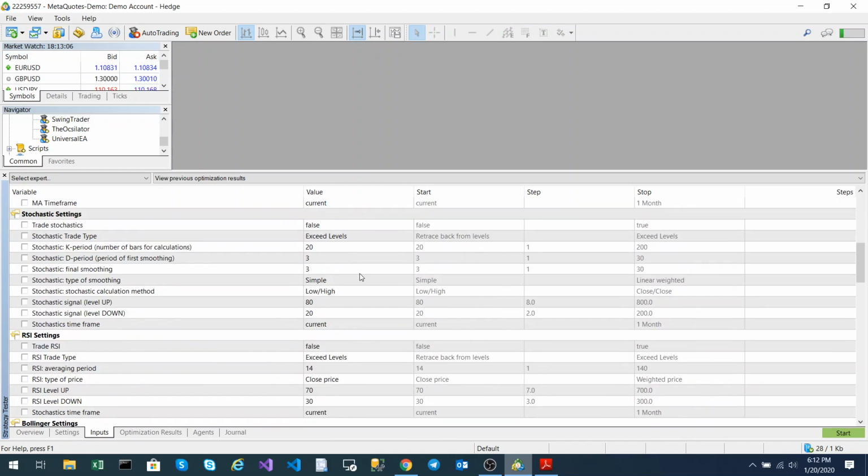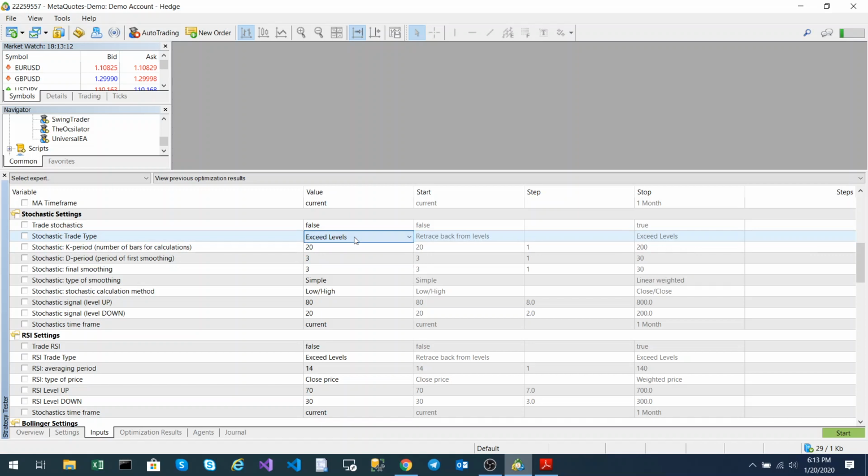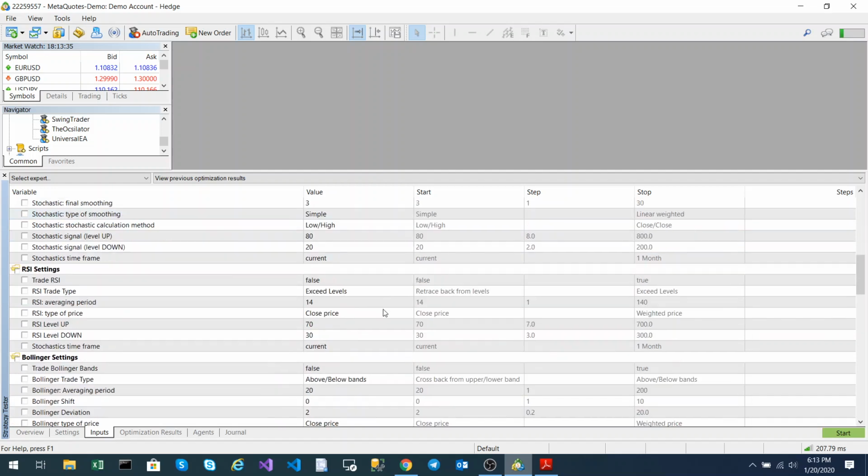We've got our stochastic settings. Again, we have two trade variations on the stochastic. Either we check if it exceeds the levels, which are 80 and 20, or it retraces back from the level. So in the case of a sell entry, it will cross above 80, and then cross below 80, and then the algo will sell. So either it's above the level or it retraces back through the level.